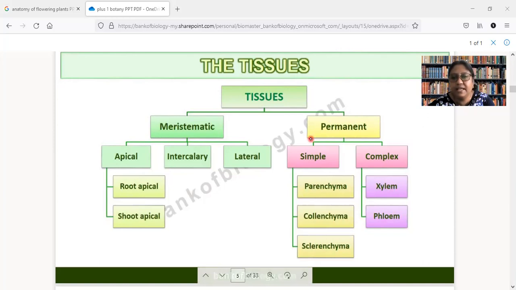Permanent tissue cells, on the other hand, do not have the ability to divide. They are somehow permanent. That means they lost their ability to divide. So you may have a question, ma'am, why do plants need permanent tissue? Beta, if you look into the body of a plant and an animal, in a plant most of the part is dead.